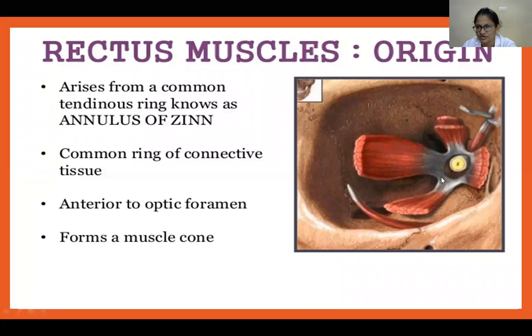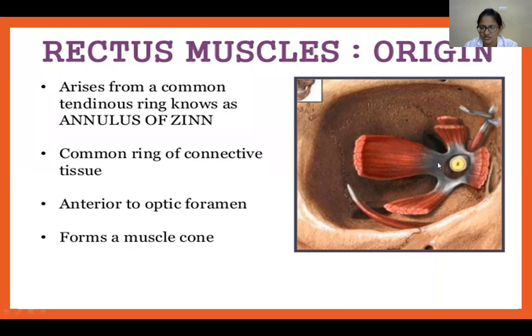This is a connective tissue ring, called the common tendinous ring. It is also called the annulus of Zinn. From this annulus of Zinn, all the rectus muscles take origin. According to the name of the rectus muscle, they are attached to the corresponding margins of the annulus, the fibrous ring.